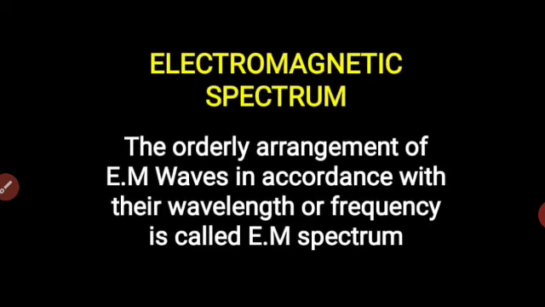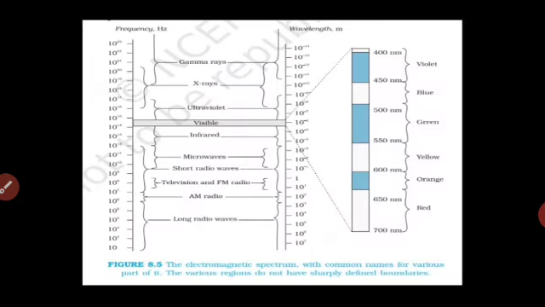Now let us see what is an electromagnetic spectrum. The orderly arrangement of EM waves in accordance with their wavelength or frequency is called the electromagnetic spectrum. So all the components we are arranging either in terms of increasing frequency or decreasing wavelength, and what we get is called the electromagnetic spectrum.